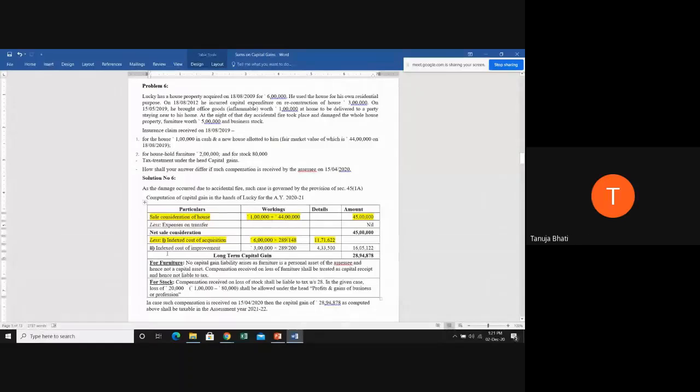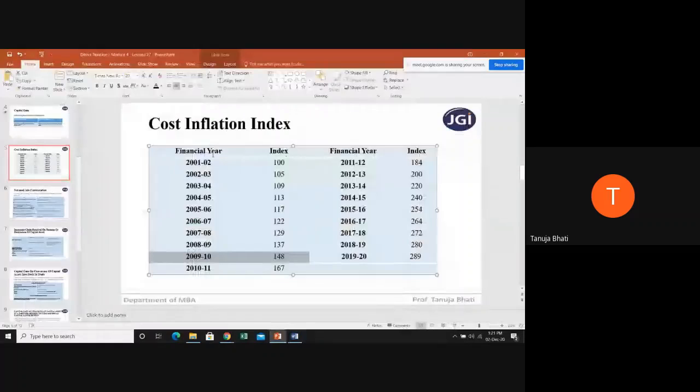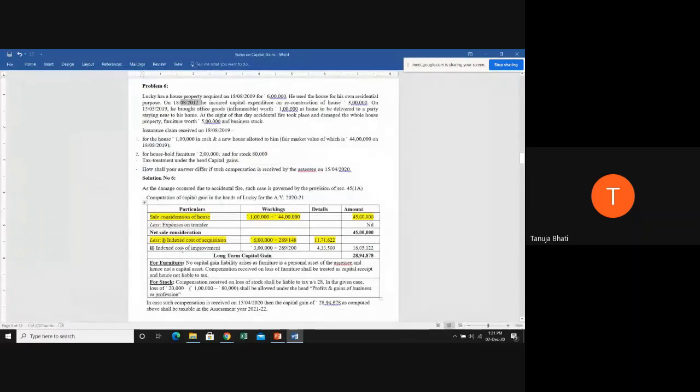Yes, ma'am. Okay, now indexed cost of improvement, you all said that 3 lakh is nothing but cost of improvement. How do you calculate indexed cost of improvement? Simple, cost of improvement into CII of the year of destruction divided by CII of the year of improvement. What is the year of improvement? 2012. So 2012, if you see, the index is 200. So you have taken here 200. You have to just solve this particular equation.